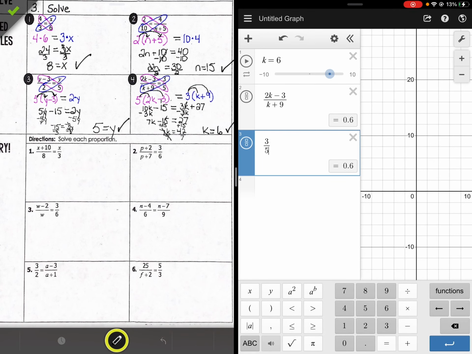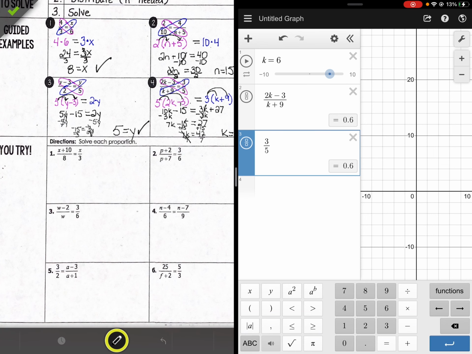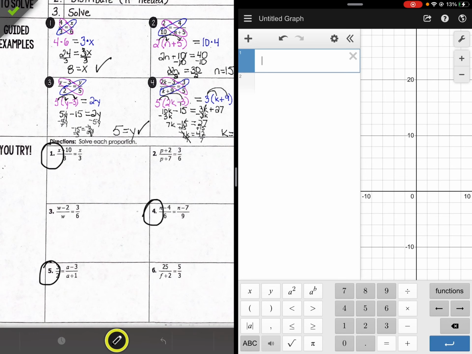All right, so I want you to try number 1, number 5, and number 4. So pause the video, try those 3, and then once you've done them, try to check them in Desmos. If you're good, then you're good to go, move on to the practice. If when you check them in Desmos, you don't get the right answer, unpause the video and come back, and I'm going to walk through them. But right now, you try 1, 4, and 5.